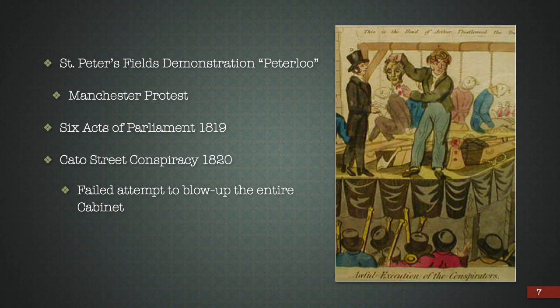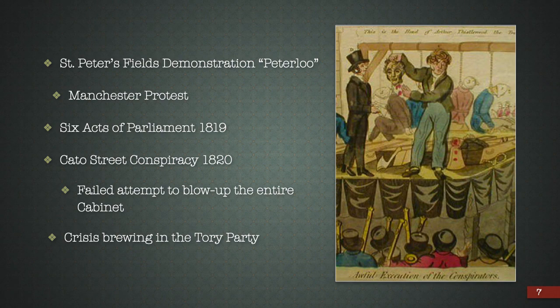The ringleaders were executed, and additional people, there were 5 others, were sent to Australia. And in retrospect, this is how the government justified maintaining the 6 acts. Basically saying, see, if we hadn't had the 6 acts in place, we wouldn't have had the mechanism to find out about this conspiracy and save the day.